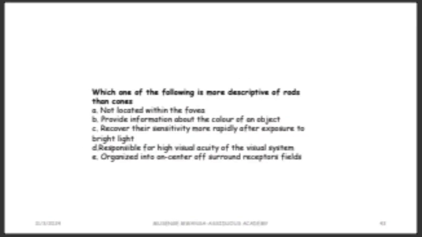Rods and cones form synapses with which of the following cells? Amacrine cells, bipolar cells, ganglion cells, Müller cells, pigmented epithelium. Anyone? Bipolar cells.